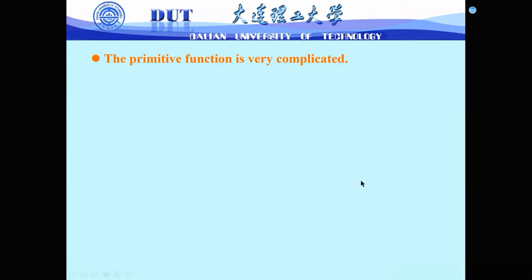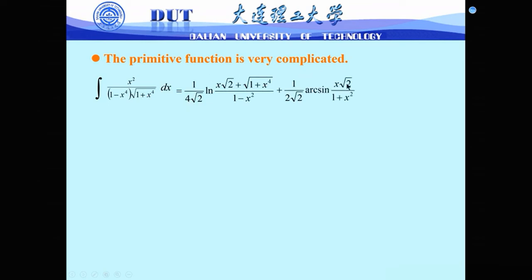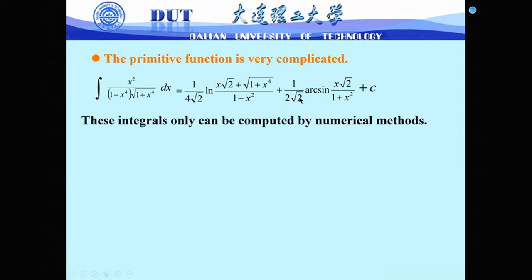And maybe even if we know the primitive function, it is very complicated. For example, this function has a primitive function like this. Very complicated, right? So it is also hard to use the Newton-Leibniz formula, and we want to use a numerical method to compute the integrals. This is the topic of this section.